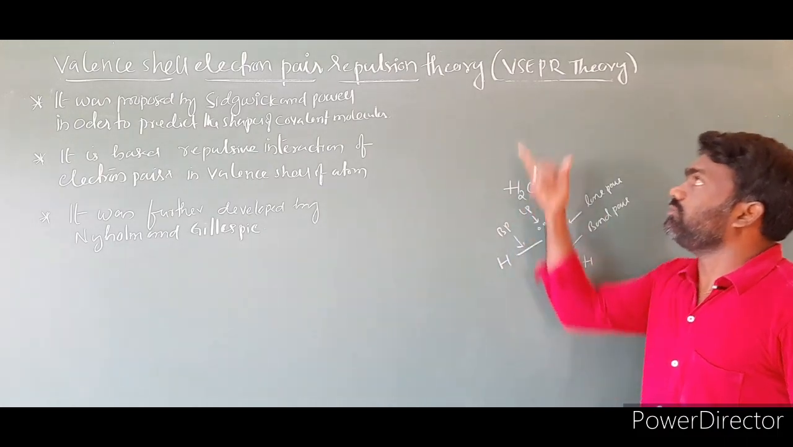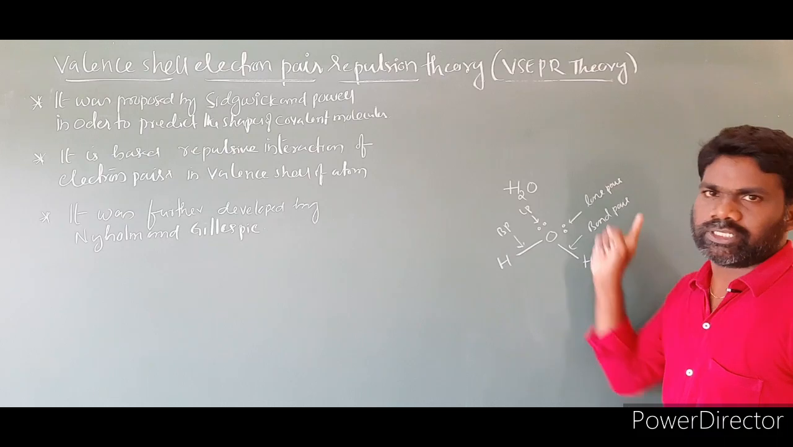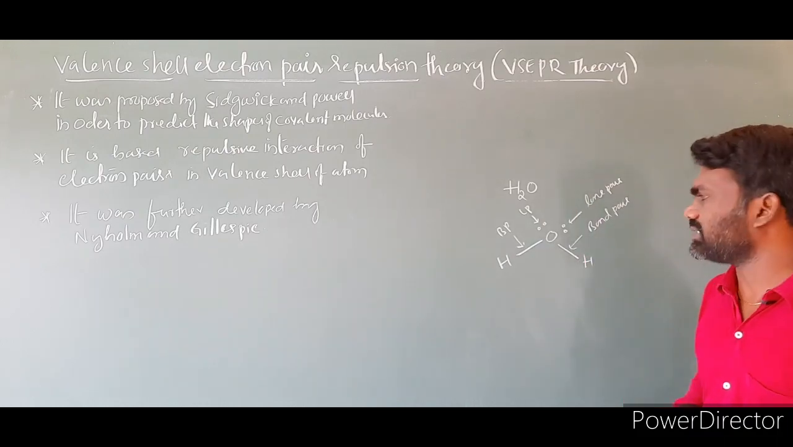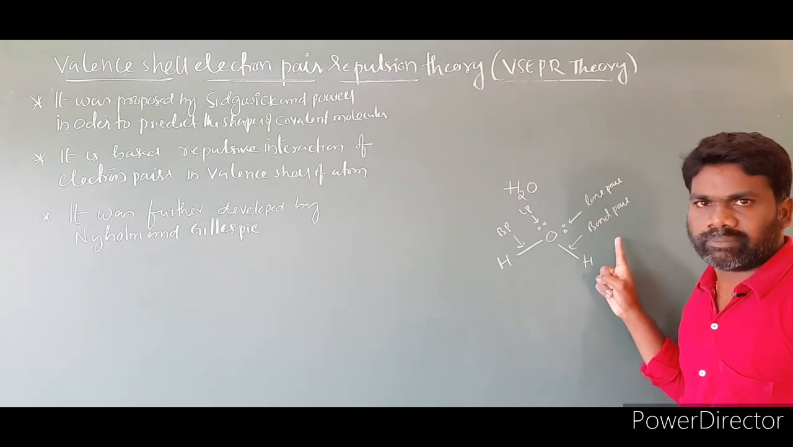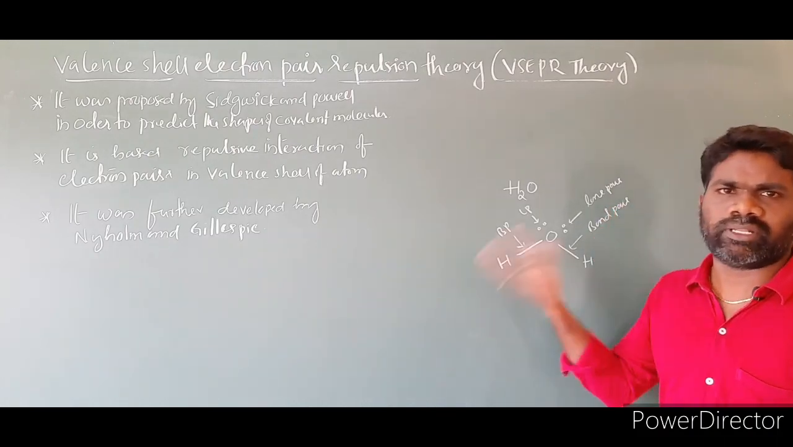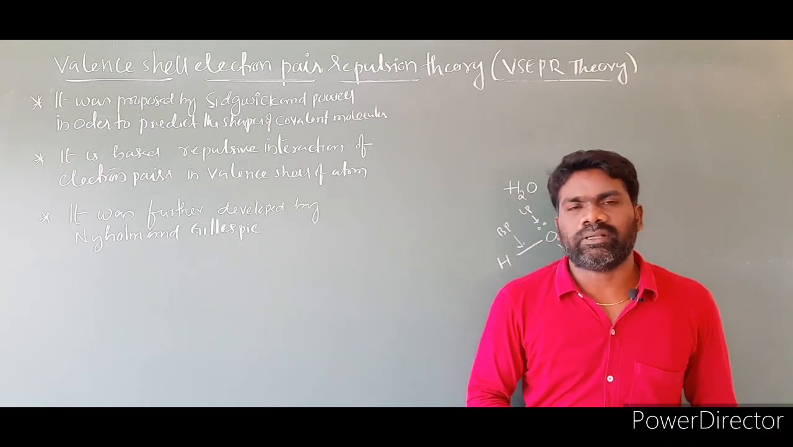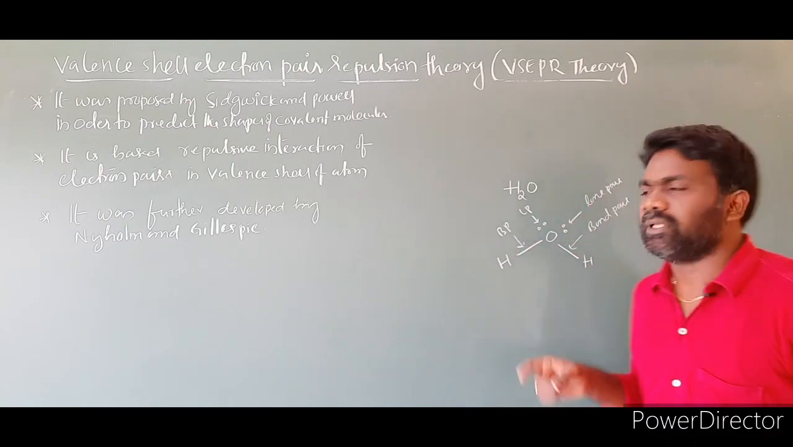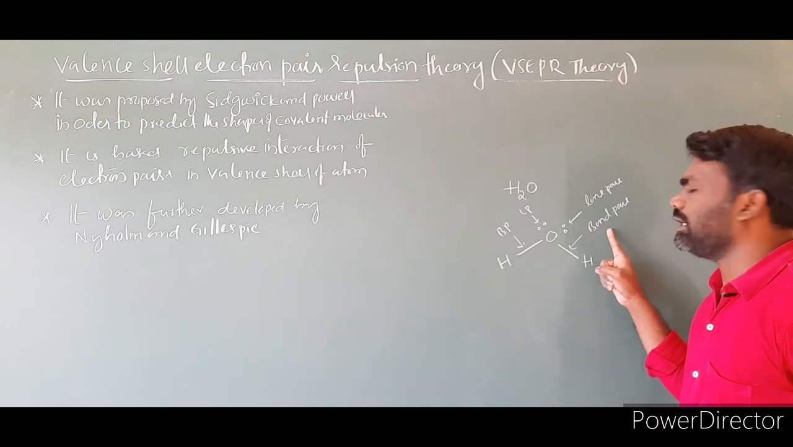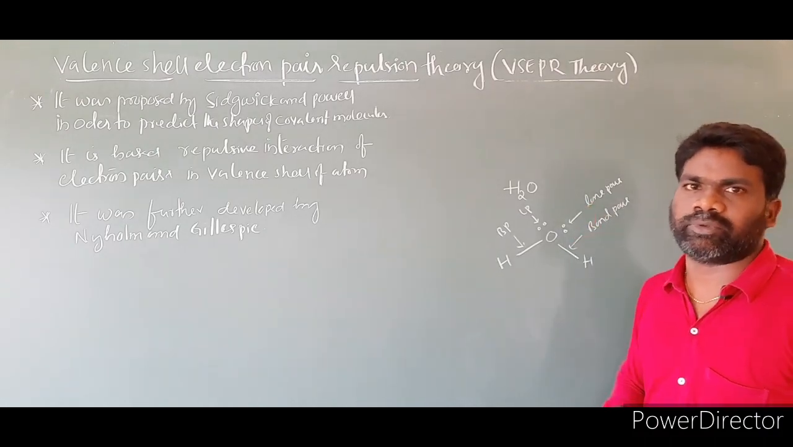So, according to valence shell electron pair repulsion theory, the shape of the water molecule depends upon the number of bond pairs and the number of lone pairs. The shape of any molecule depends upon the number of electron pairs, that is, the bond pairs and lone pairs in the valence shell around the central atom. This is point 1.